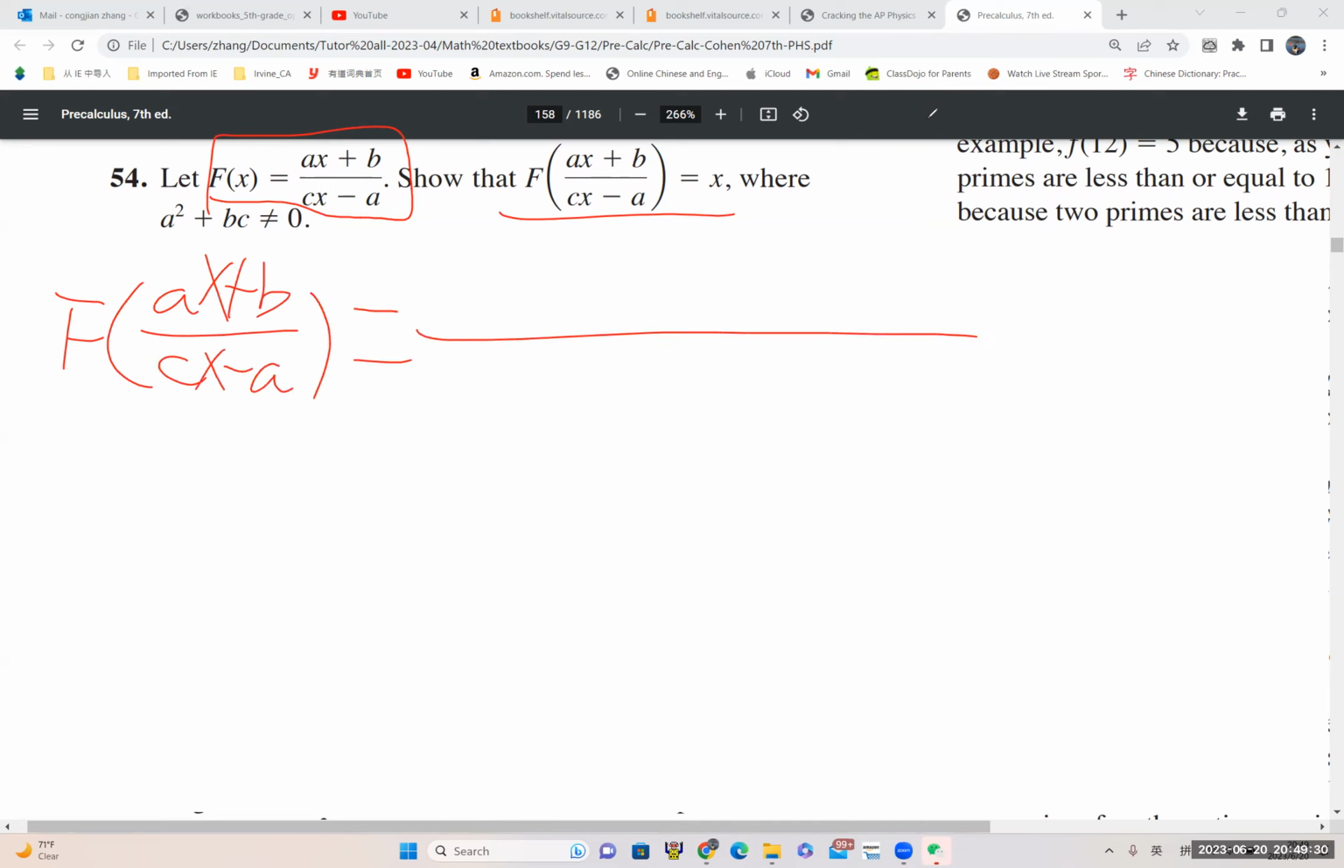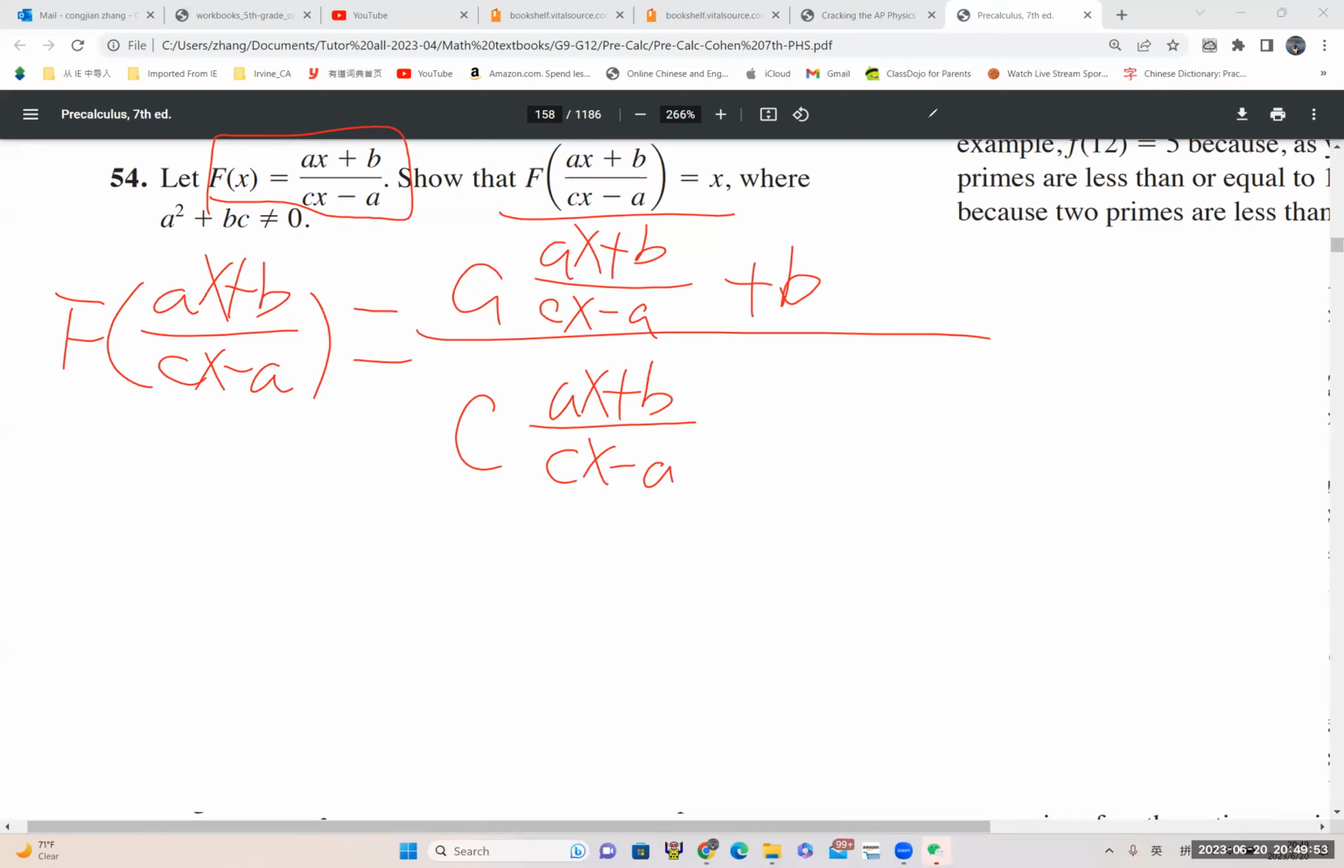Anyway, per this, it means a, now x is replaced by this input, right? So a times ax plus b over cx minus a, plus b, over c times ax plus b over cx minus a, minus a, right? Yeah, then how to simplify it? The answer is supposed to be x, but we still do not know, right? Do you guys have a good idea to simplify it?